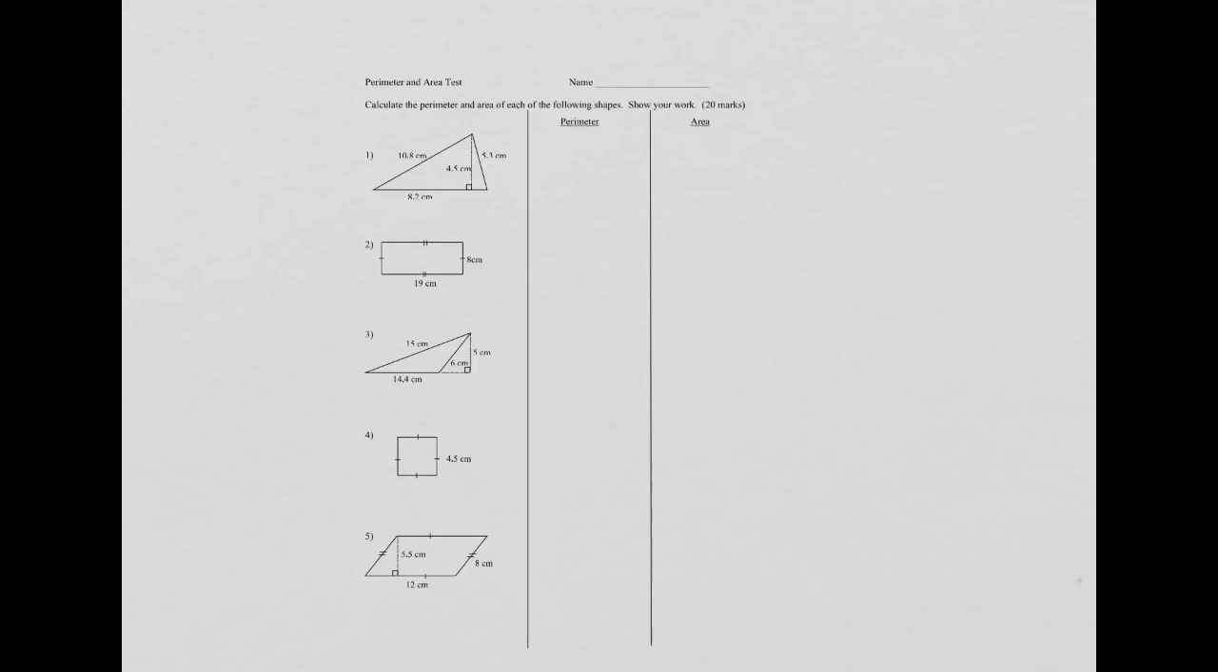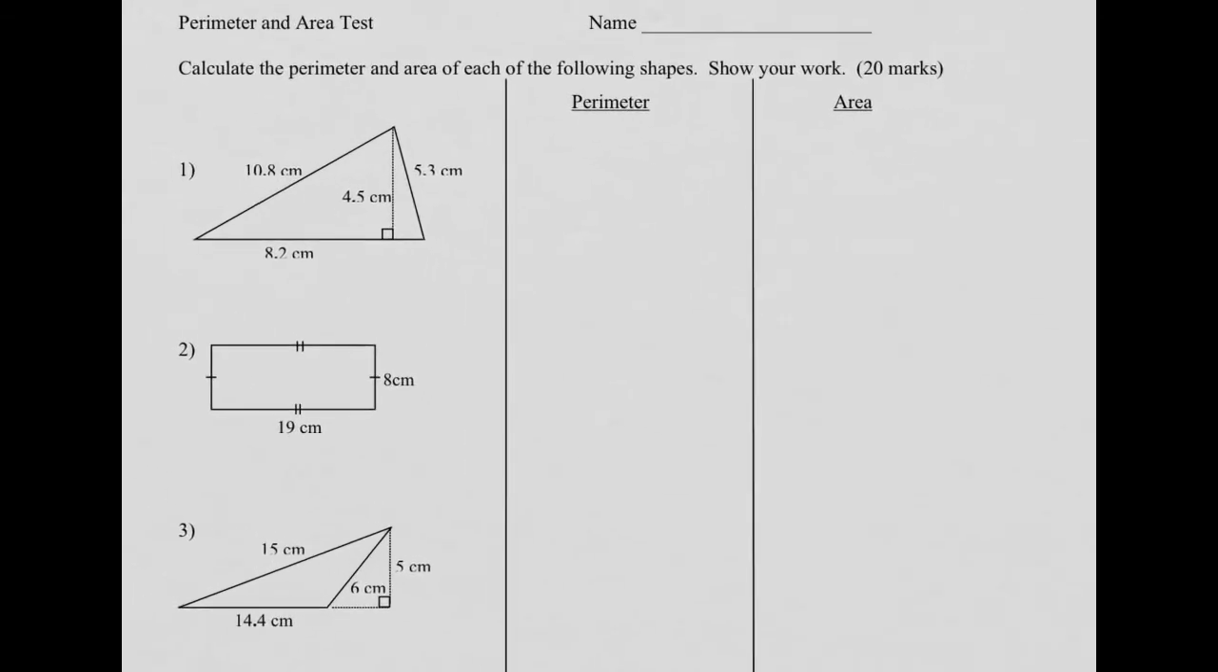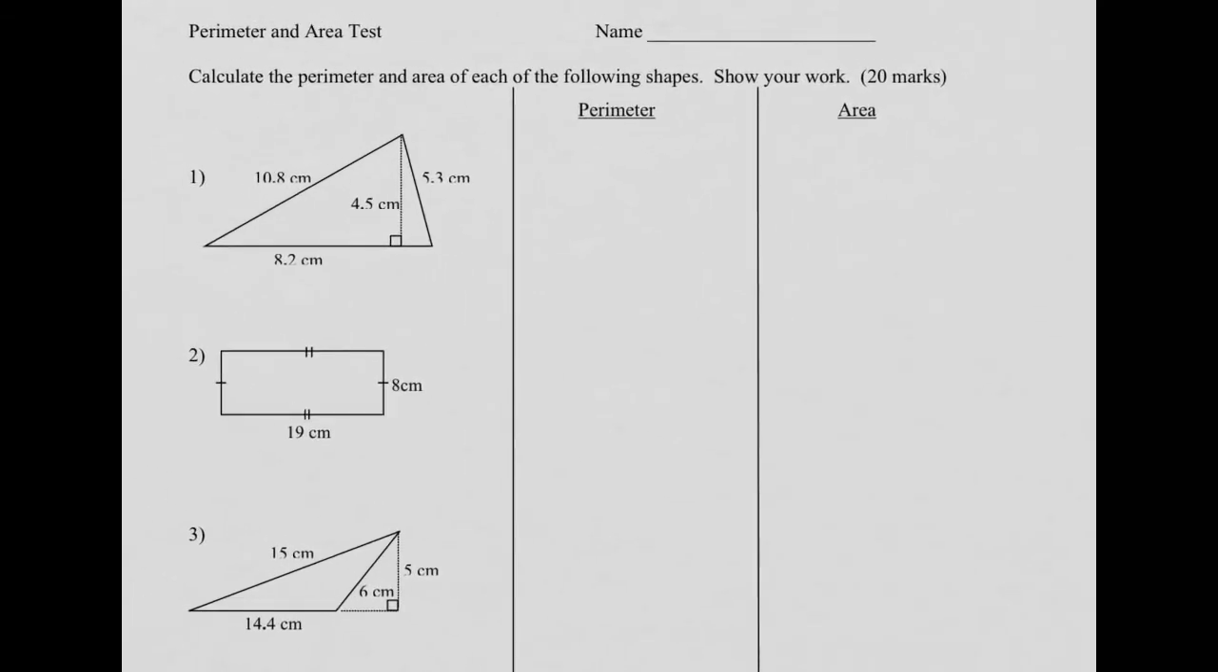Now, the first thing you need to remember is the difference between perimeter and area, okay? Perimeter means the distance around an object. So if we were talking about the perimeter in number 1, you would want to add up the distance around the object. Area is something completely different. Area is the amount of space taken up by the inside of the object.